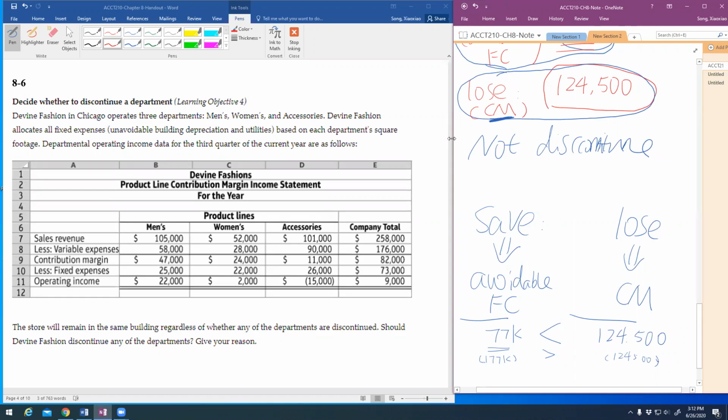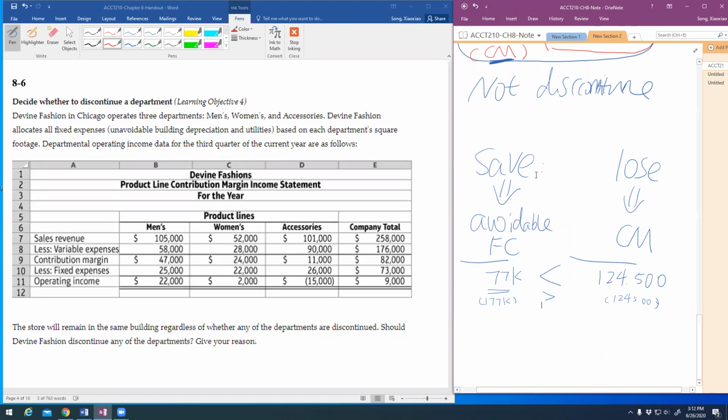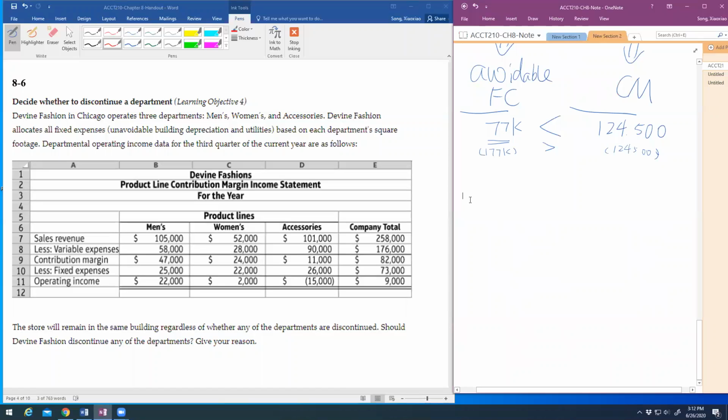Last time we talked about the second scenario, whether we should discontinue a product or department. Our criteria is we have to look at the money we will save by the avoidable fixed cost, comparing that with the money we will lose from losing the contribution margin. So we did the textbook example. I want to do this example with you to give you more idea.